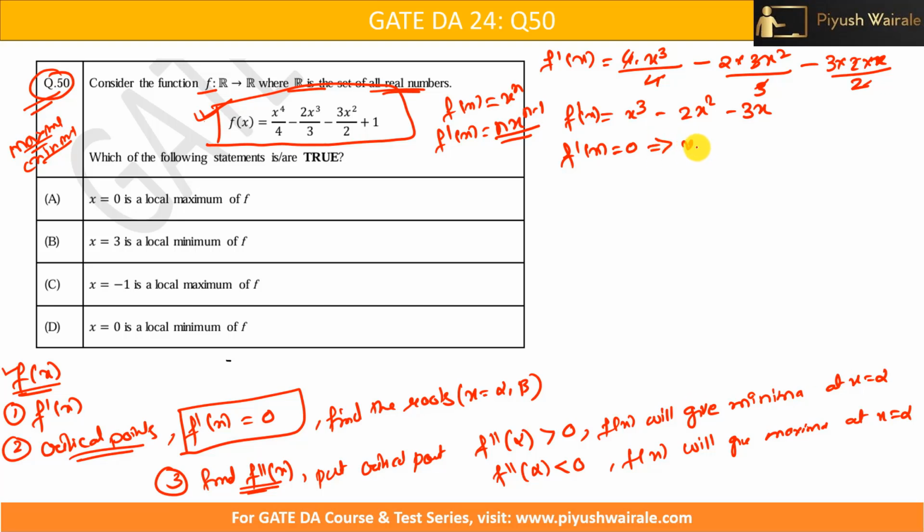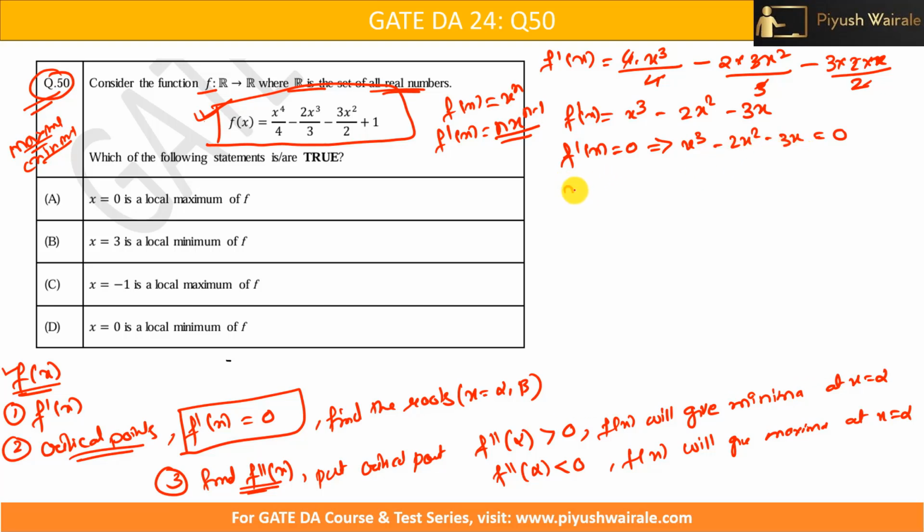So what I will get? x cube minus 2x square minus 3x equals to 0. Now how to solve this equation? You should know how to find out the roots of this particular equation. Here you can see x cube minus 2x square minus 3x.